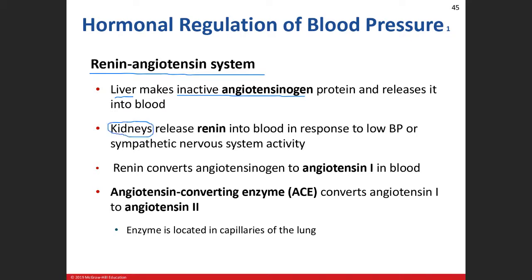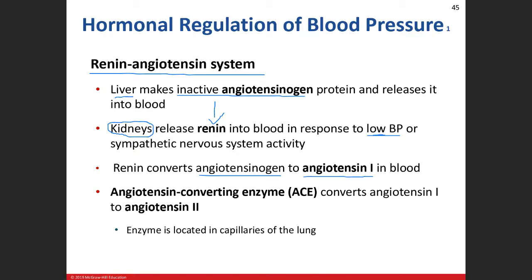Remember what I said? They play a big role in blood pressure. So they notice that there is a decrease in blood pressure. So they notice a decrease in blood pressure, like, oh, all right, let's take care of this. So they produce renin and release it into the blood. And so the renin will interact with the inactive angiotensinogen and convert it into angiotensin 1.